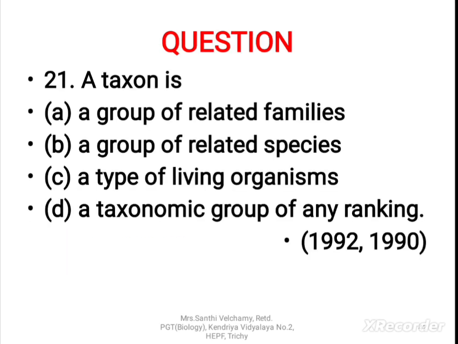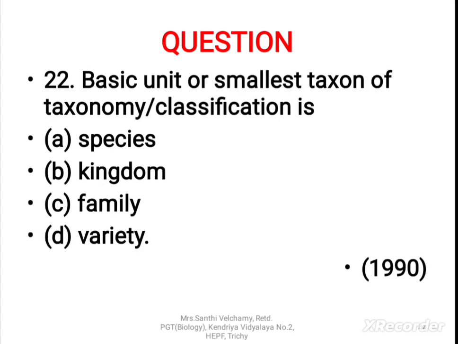A taxon is a group of related families. B. A group of related species. C. A type of living organisms. D. A taxonomic group of any ranking. The correct answer for this is D. Taxonomic group of any ranking. Next question. Basic unit of smallest taxon of taxonomy, that is classification, is A. Species, B. Kingdom, C. Family, D. Variety. The correct option is A, species. A species is the correct answer.